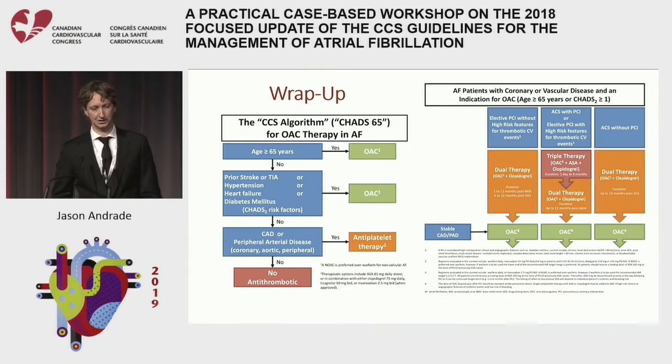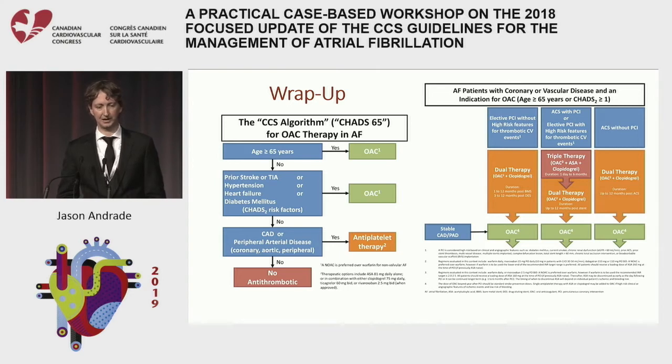So in conclusion, the way our two flow tables are structured is such that we always start with the CCS algorithm, or the CHADS65 score. If they have any risk factor for stroke, then we recommend that they be anticoagulated. If they have no risk factors for stroke, then we do not recommend anticoagulation for the purposes of stroke prevention. If they have vascular disease, just treat the vascular disease like you would. Otherwise, don't give them anything.